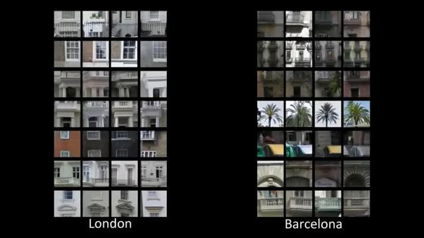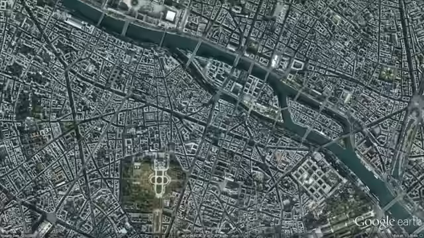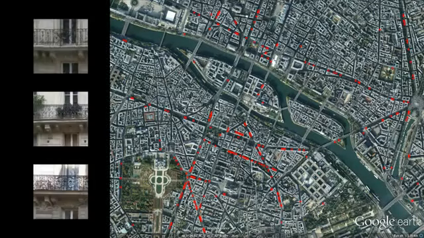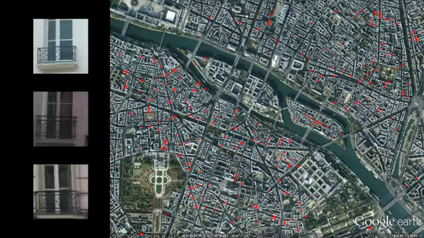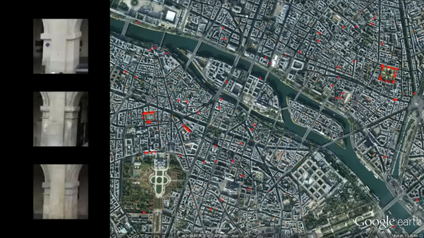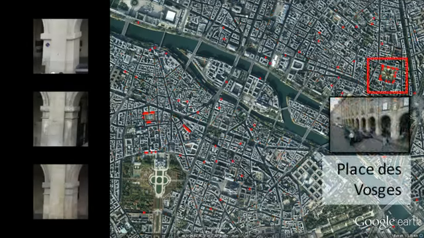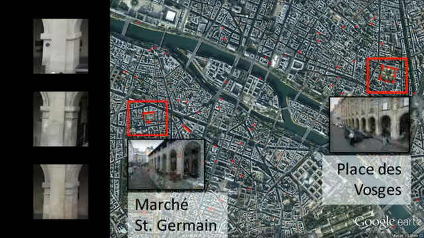Because we have GPS coordinates for each image, we can also plot our elements geographically. This balcony, for example, only appears on large boulevards, whereas small iron window railings are more common on side streets. This style of column appears in the famous Place de Vosges, yet also in the more recent Marché Saint-Germain. This might indicate a so-called architectural citation between the two buildings.